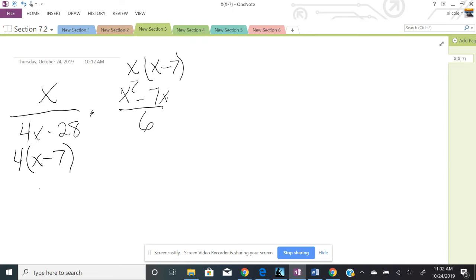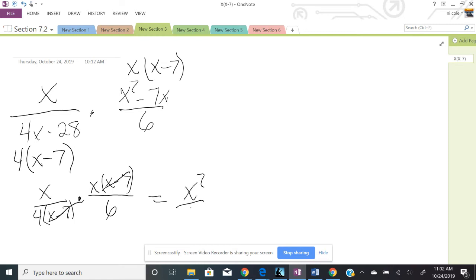So I'm going to rewrite this. So now I've got x over 4 times x minus 7 over 6. All right, well, let's check the crosses. Oop, I've got an x minus 7 and an x minus 7, so they can cancel. Now I can have x times x, which is x squared, over 4 times 6, which is 24. Okay, and then here again, just check to make sure it's all in simplified form.